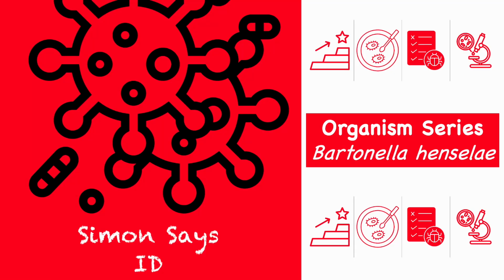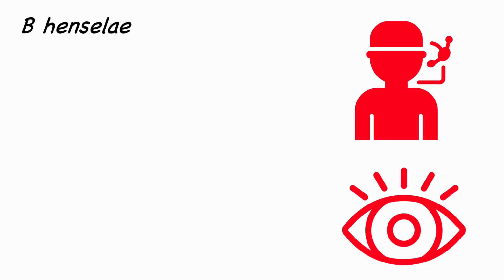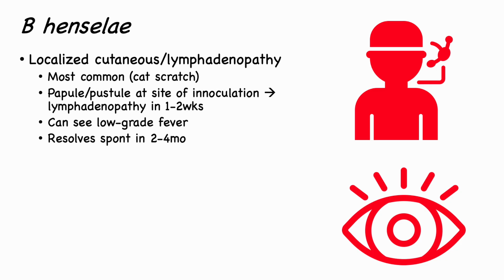Today we're going to talk about Bartonella henselae. Bartonella can present in three classical presentations. The first presentation is usually called cat scratch disease and presents with localized lymphadenopathy. This is the most common presentation of Bartonella henselae.